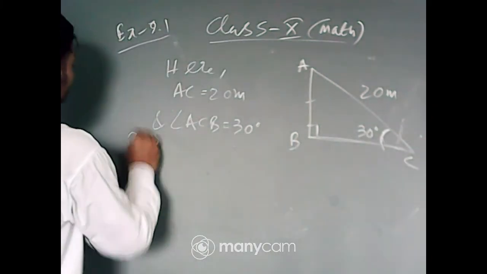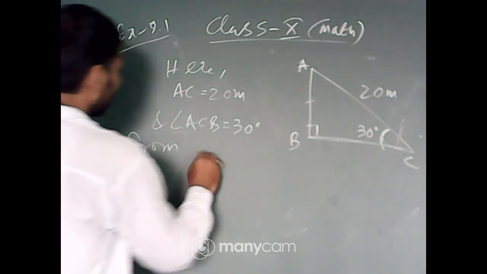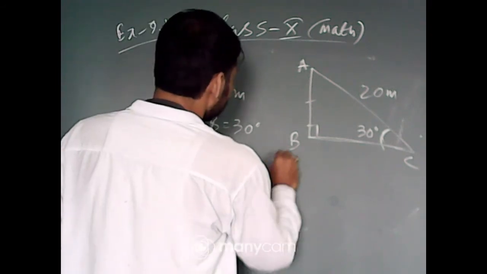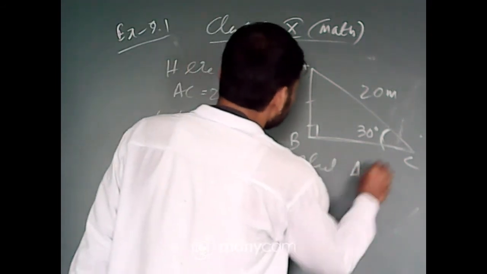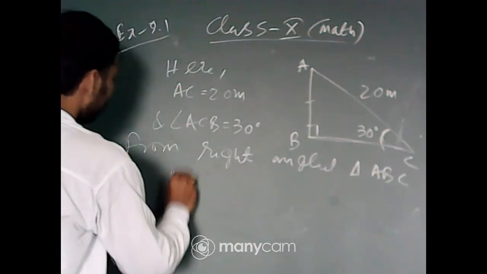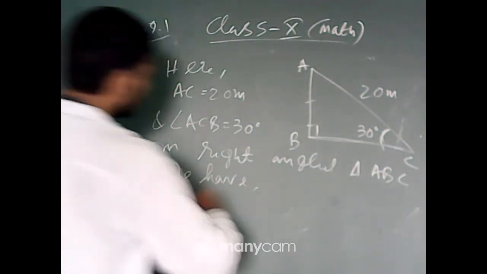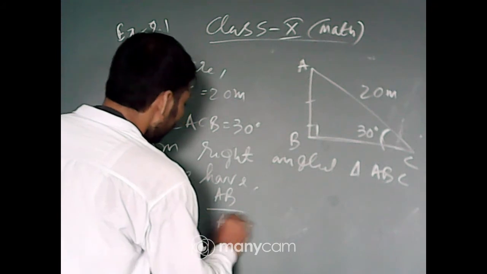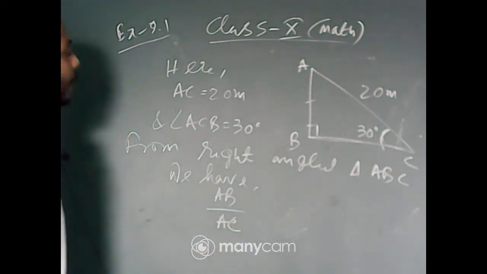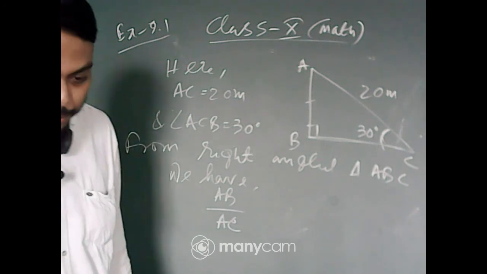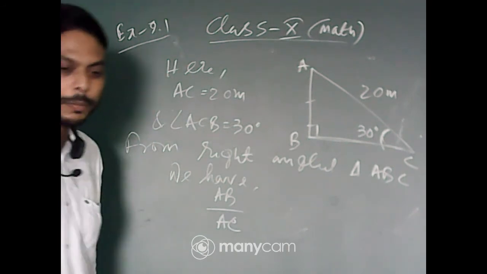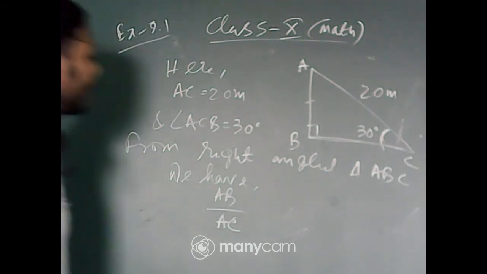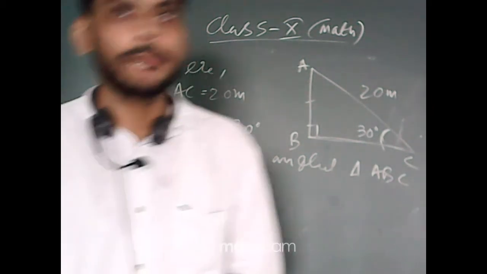So here from the right angle triangle ABC, we have the ratio of AB by AC. The ratio of AB by AC, that means which ratio? AB by AC means, tell me, that is perpendicular by hypotenuse. Okay, why am I doing AB by AC here? Can you tell me why I am doing AB by AC here?